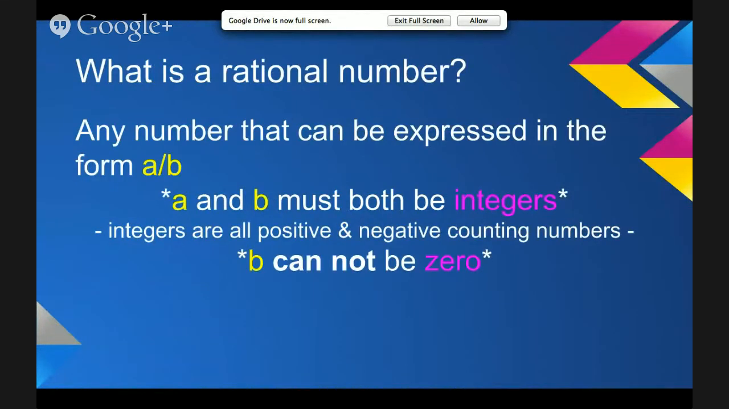First, let's talk about what is a rational number. A rational number is any number that can be expressed in the form a over b. Remember that a and b must both be integers, and b cannot be 0. Keep in mind throughout the lesson that integers are all positive and negative counting numbers.